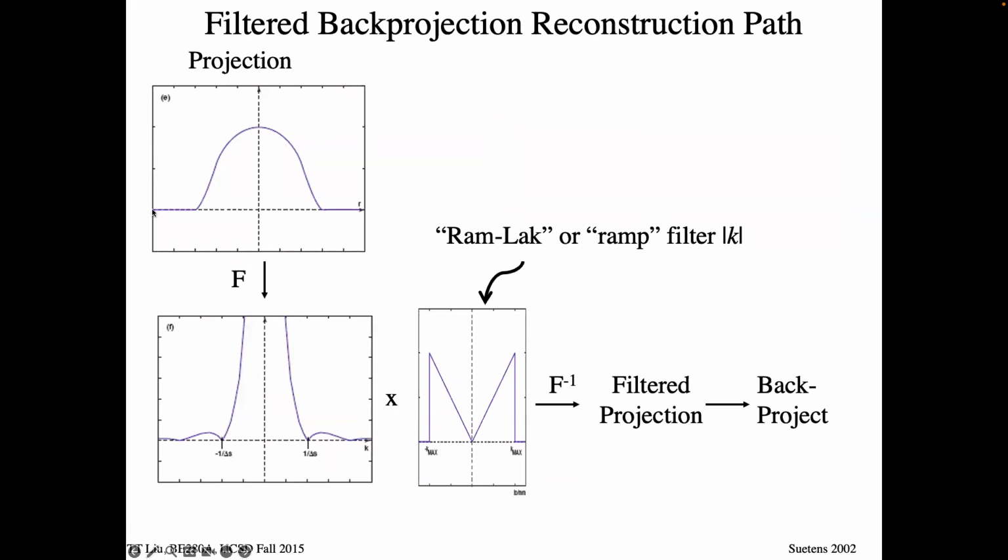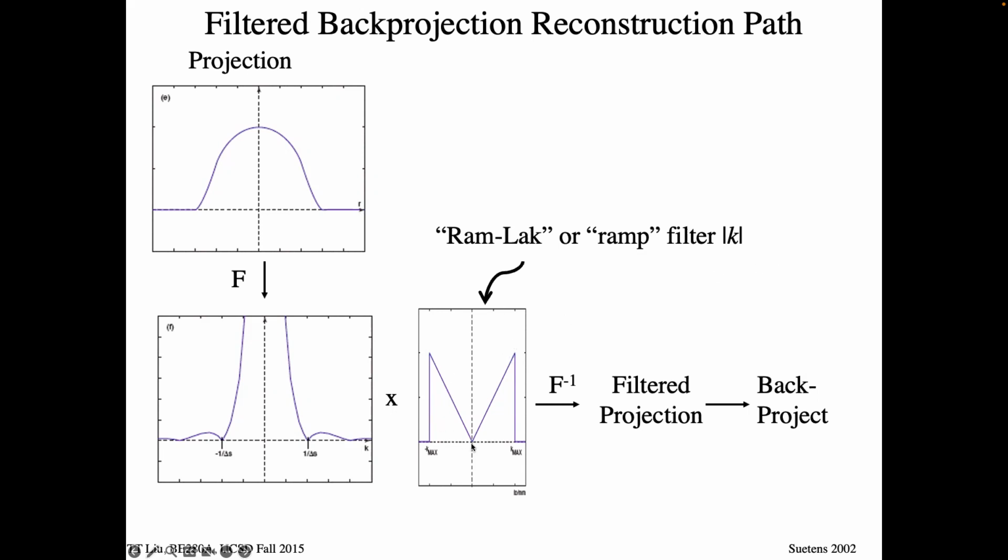What's done in practice in order to reconstruct the true object is called filtered back projection. If this is our projection, which looks like a disk-like object, you can take the Fourier transform of this object, and that's this function. It's the one-dimensional Fourier transform of this object. Then you weight the coefficients of that Fourier transform by a function that goes from 0 up to a maximum value with a linear ramp.